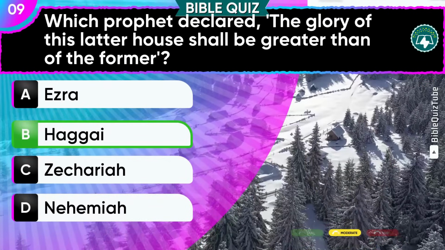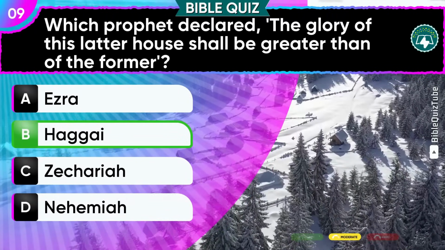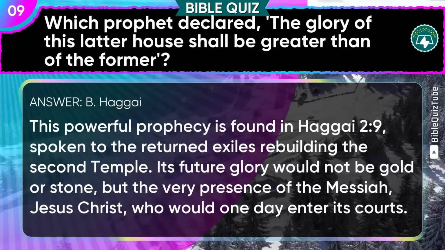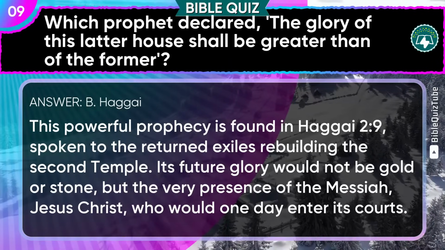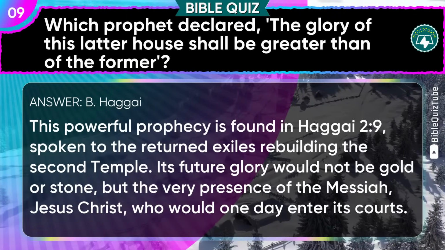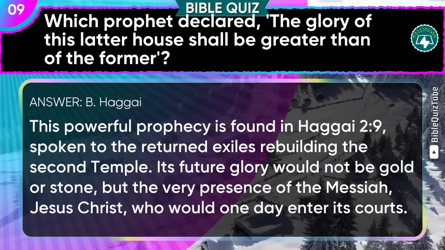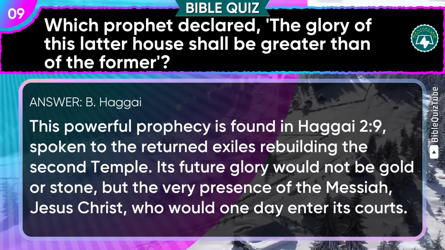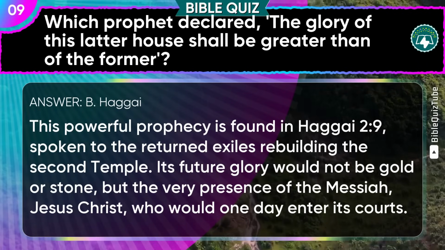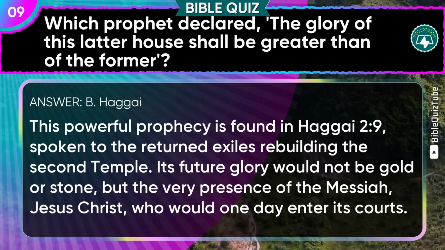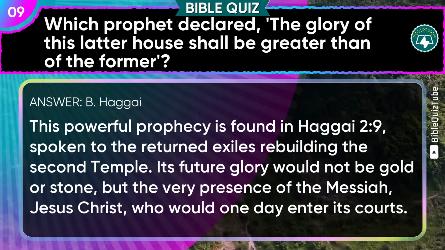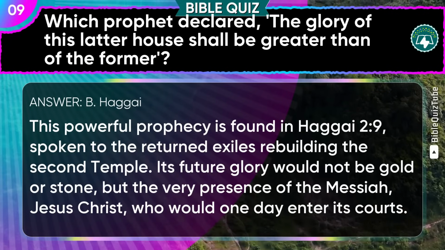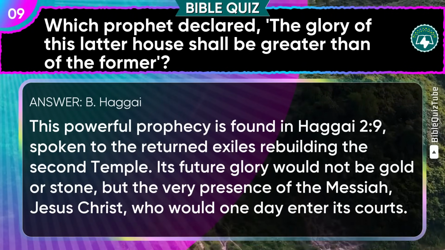Spot on. The correct option is B. Haggai. The explanation. This powerful prophecy is found in Haggai chapter 2 verse 9, spoken to the returned exiles rebuilding the Second Temple. Its future glory would not be gold or stone, but the very presence of the Messiah, Jesus Christ, who would one day enter its courts.